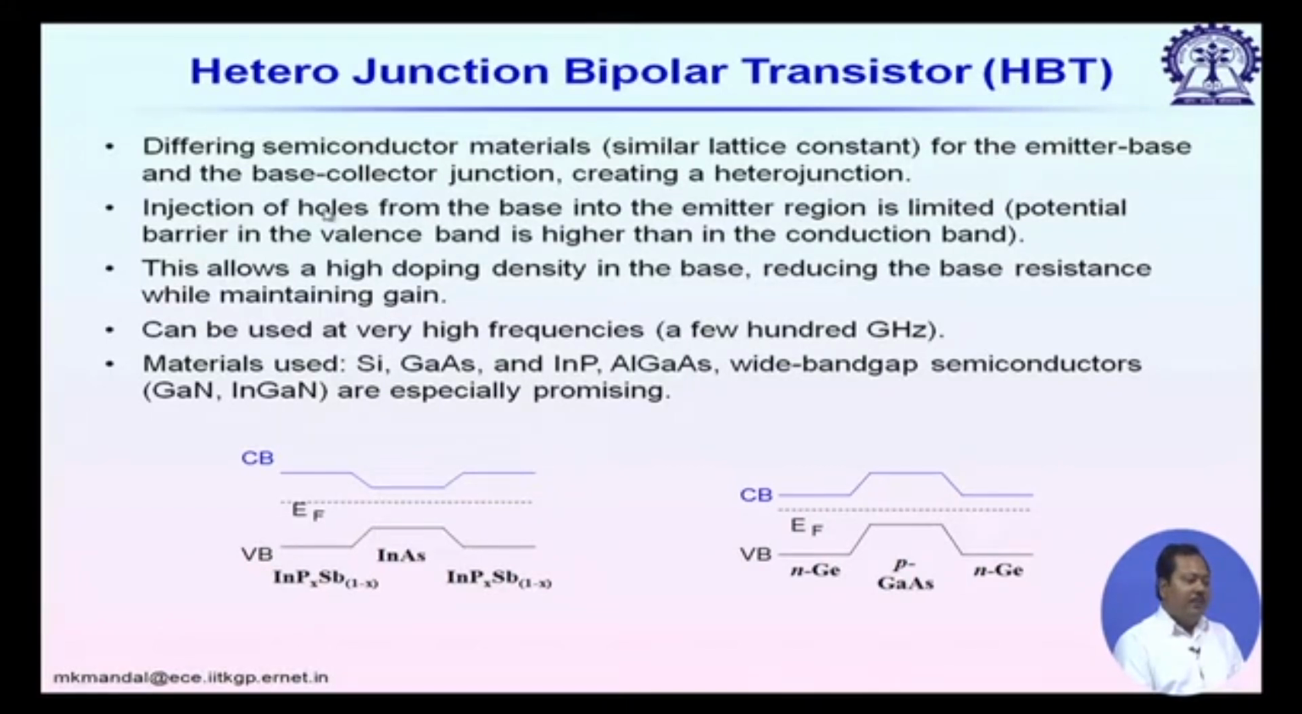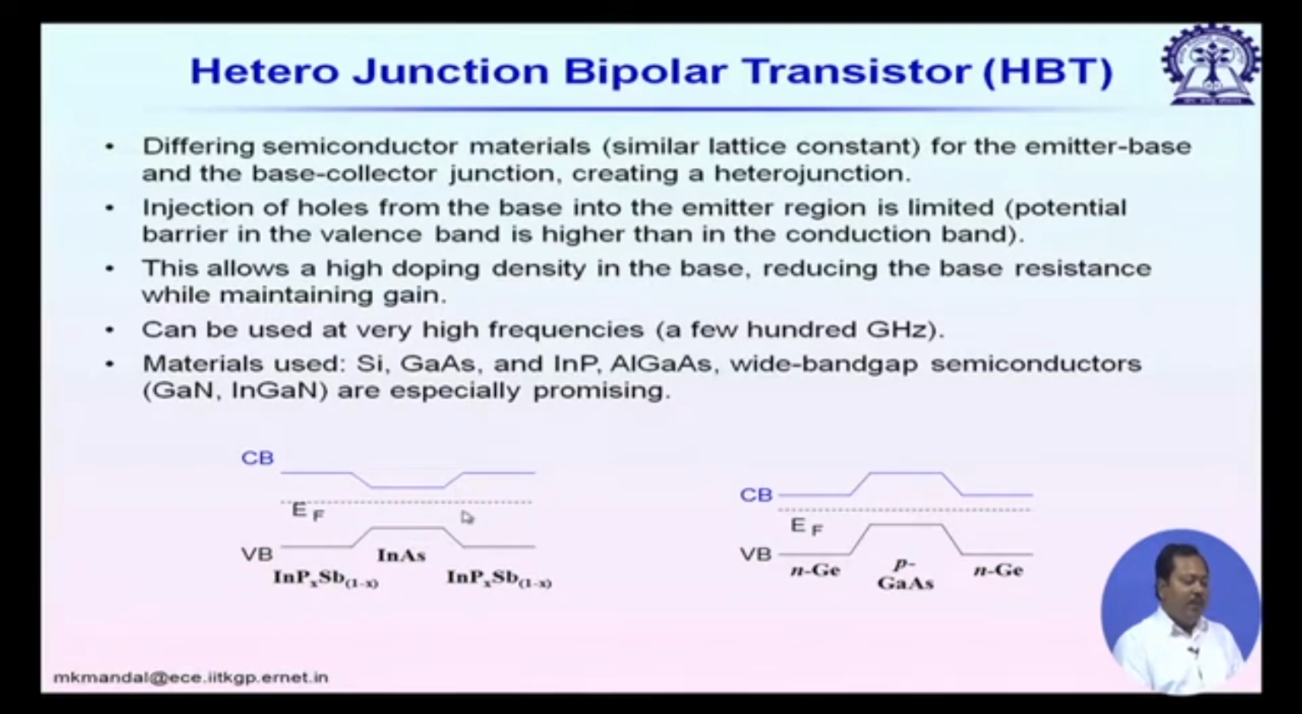So, for the emitter-base and base-collector junctions, we create a heterojunction. Then the injection of holes from the base into the emitter region is limited. So, the potential barrier in the valence band is higher than in the conduction band. This allows a high doping density in the base, reducing the base resistance while maintaining gain, and typically it can be used at very high frequencies, even a few 100 gigahertz.